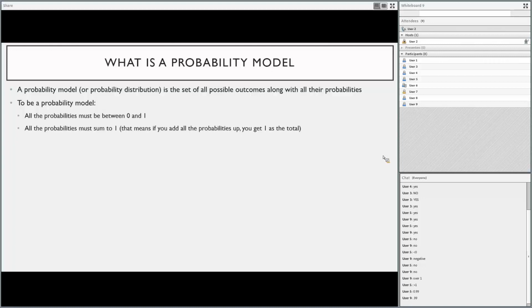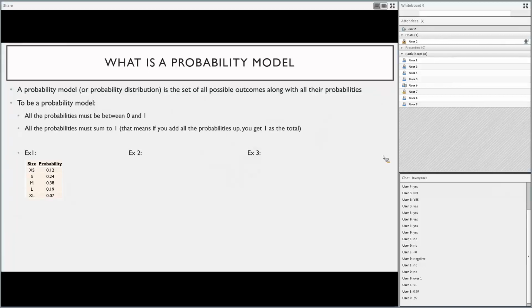So to be a probability model, by definition, all the unique individual probabilities in your set or table have to be between 0 and 1, and all the probabilities together must sum to 1. So that means that if you added up all the probabilities in the table, you would get a grand total of 1 at the end. So let's try an example.